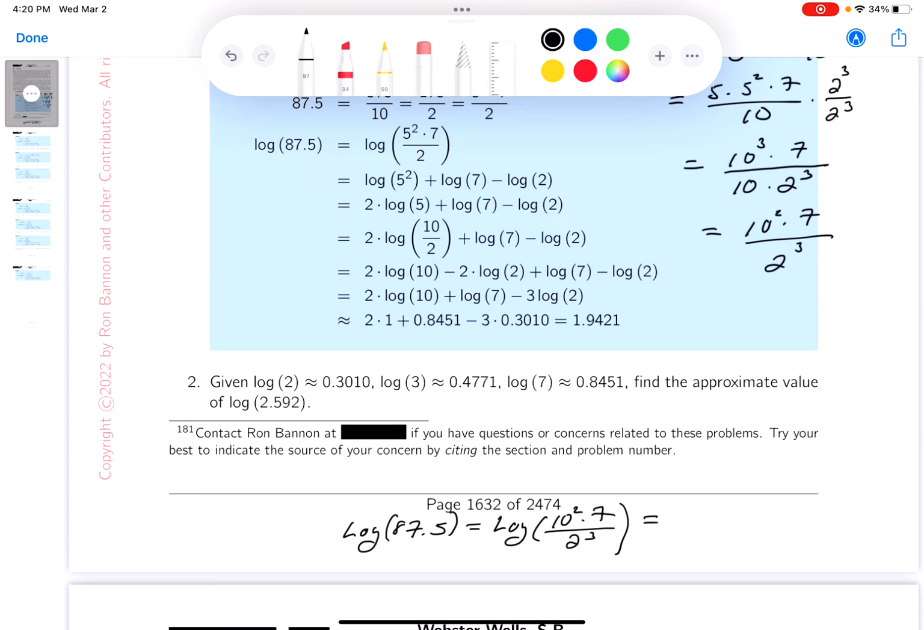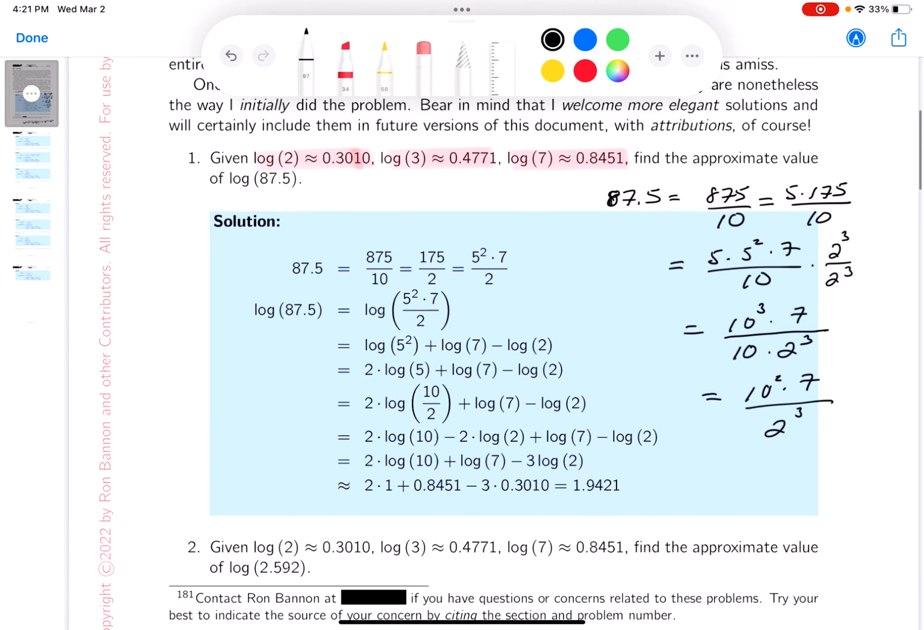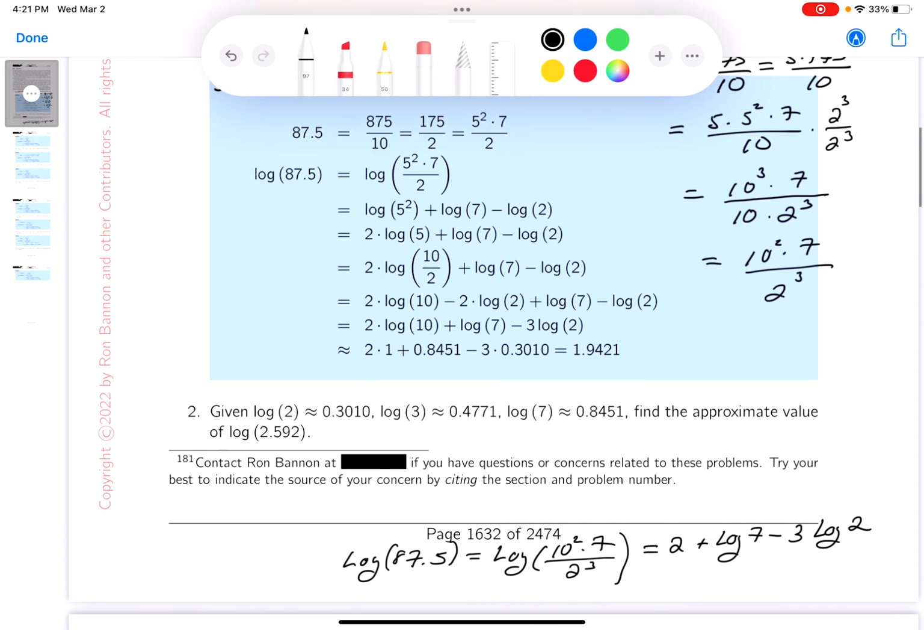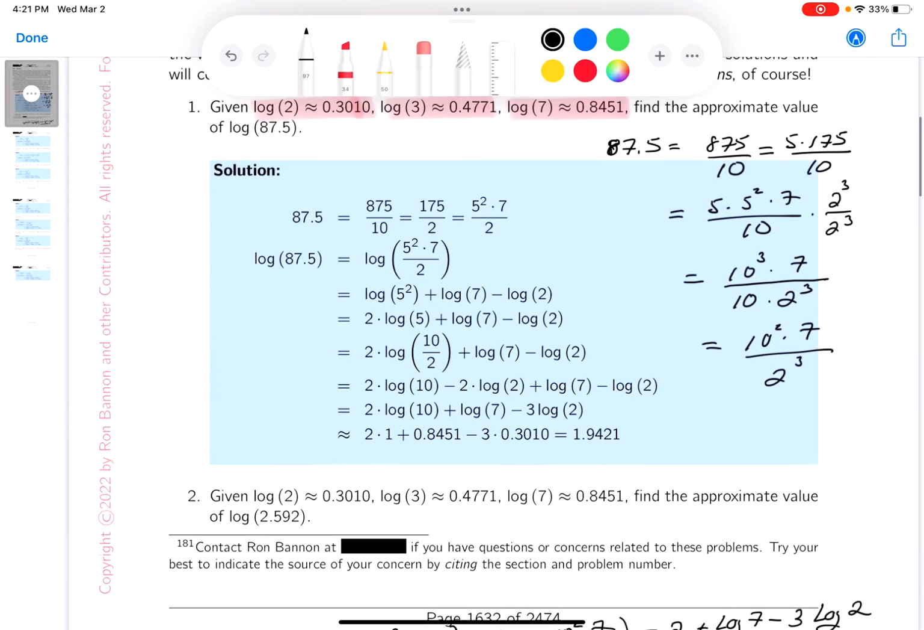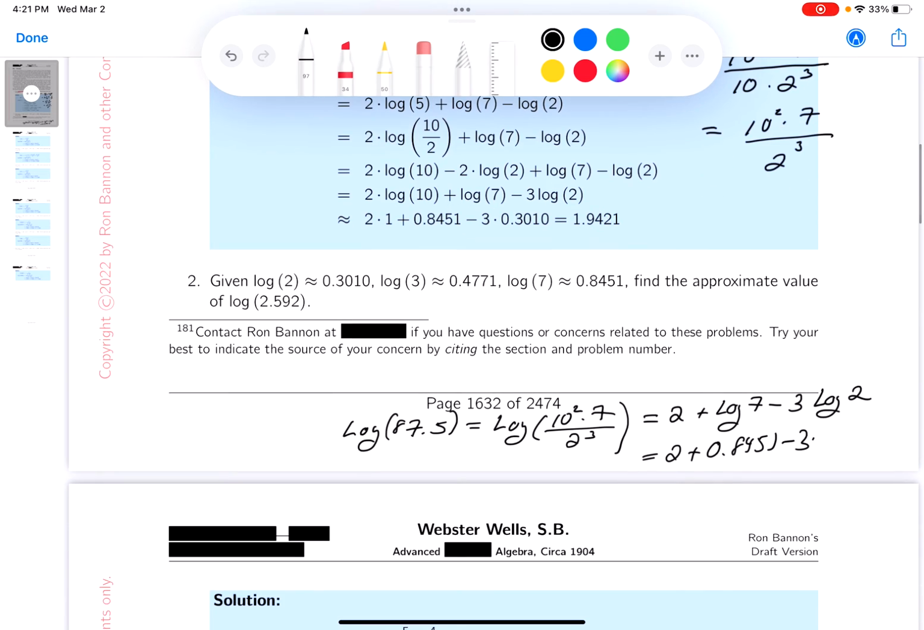I'm going to get 2 times log base 10 of 10, which is going to be 2, plus log base 10 of 7, and then minus 3 log base 10 of 2. Do I know the log base 10 of 7? Yep. I'll write that down for you. Minus 3. Do I know the log base 10 of 2? Yep. So I'll write that down.